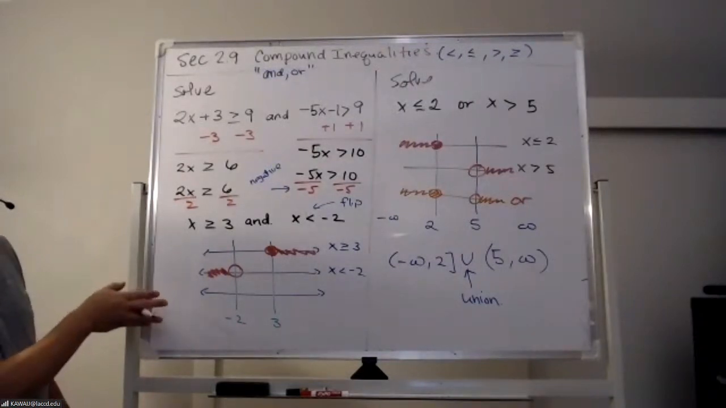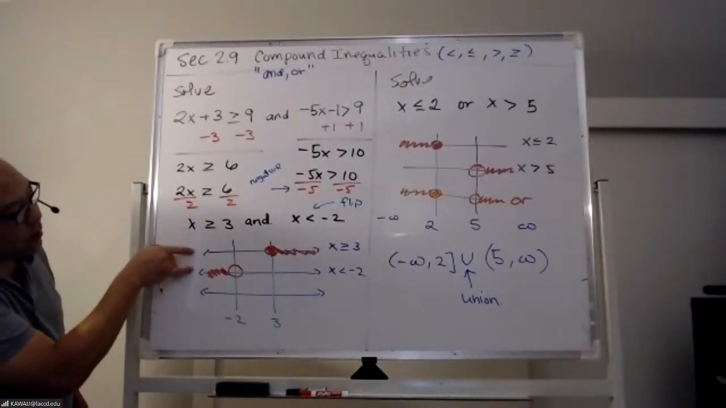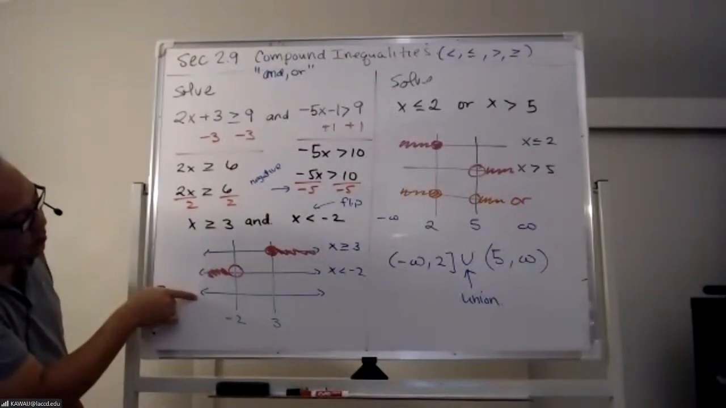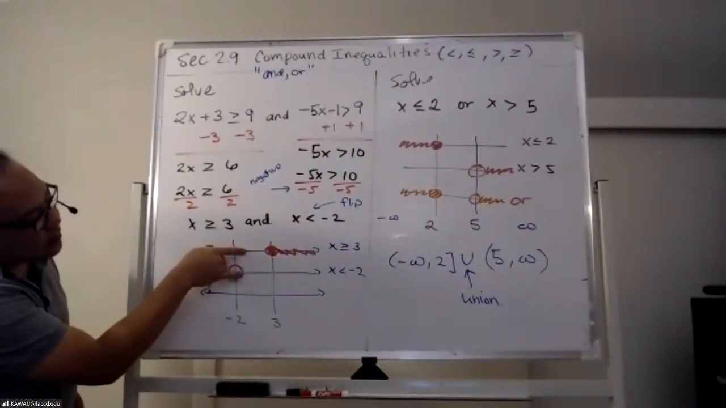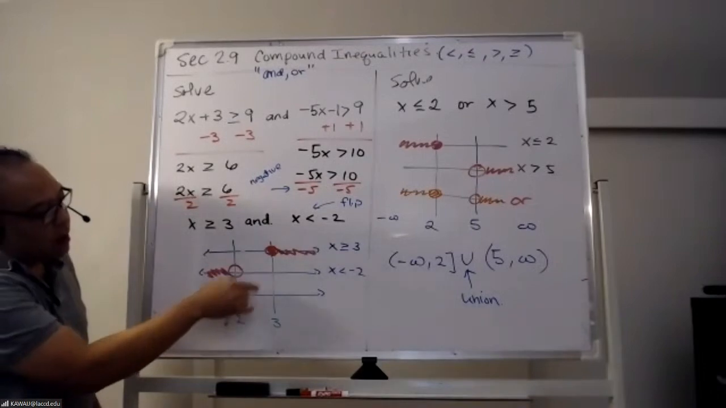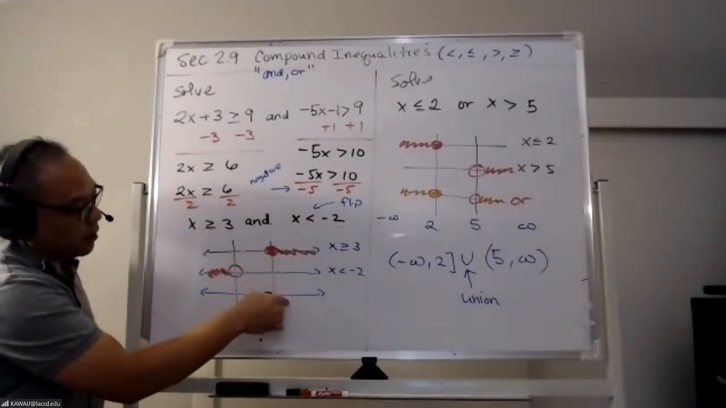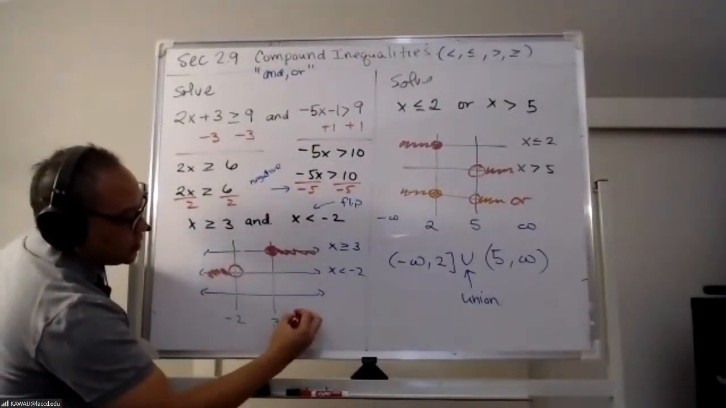So what we're looking for is both. Are both of these shaded in? No. Are both of these shaded in? No. Are both of these shaded in? No. So this is empty, so we say does not exist.